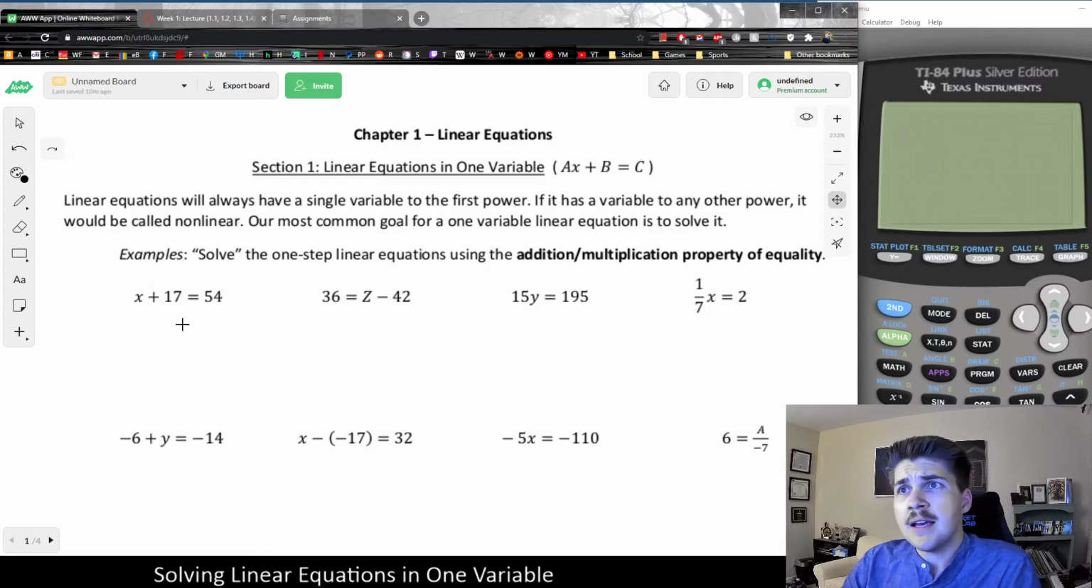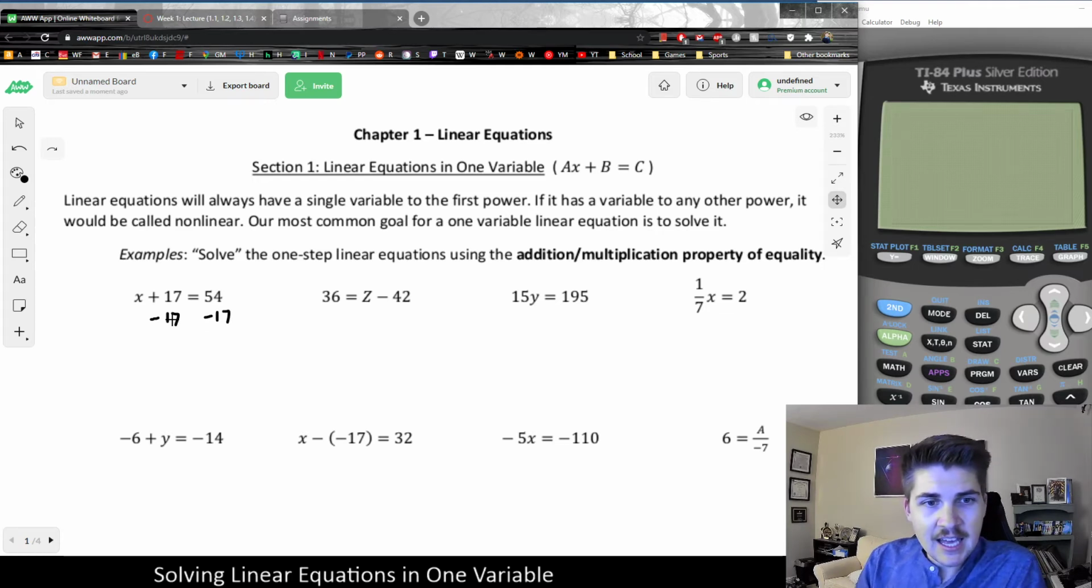But anyways, all that said and done, what we could do is subtract 17 from both sides of the equation, and by doing that, plus 17 and minus 17, because those are what are called additive inverses, will cancel each other out and make 0. And what we'll be left with is x plus 0, or just x, is equal to 54 minus 17, which is 37.